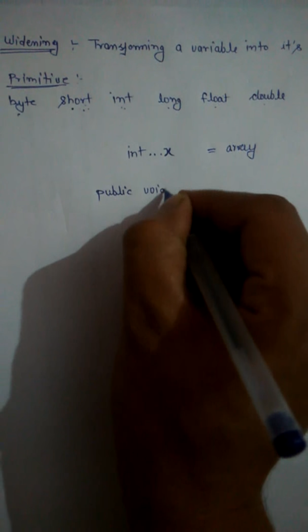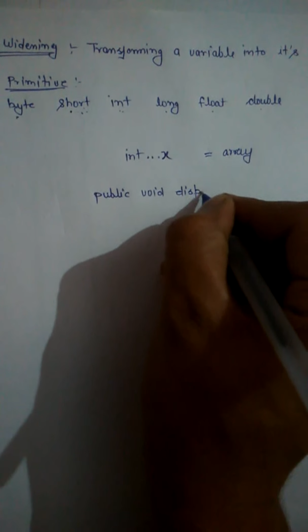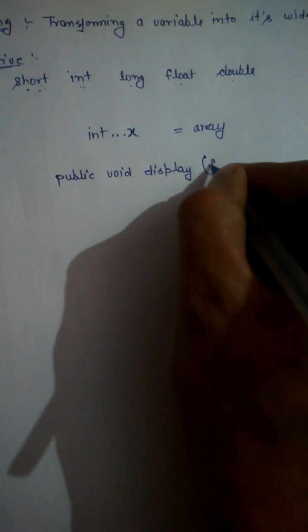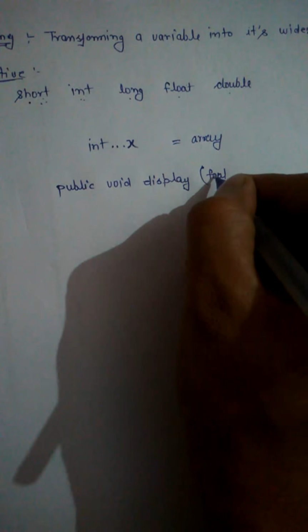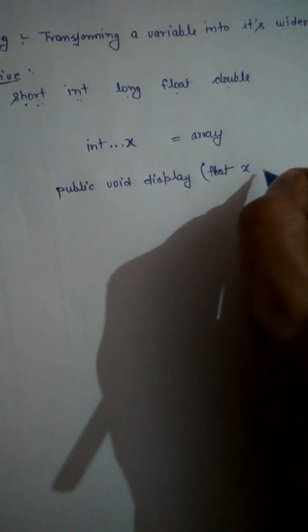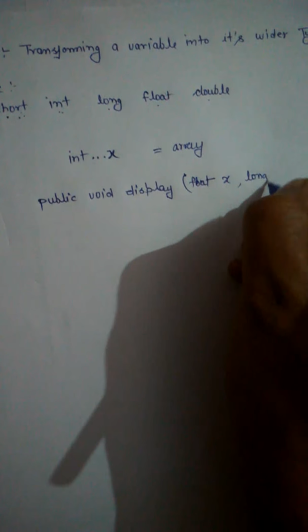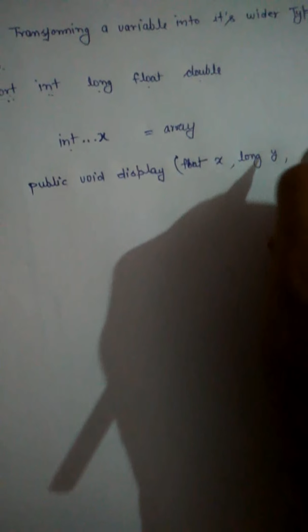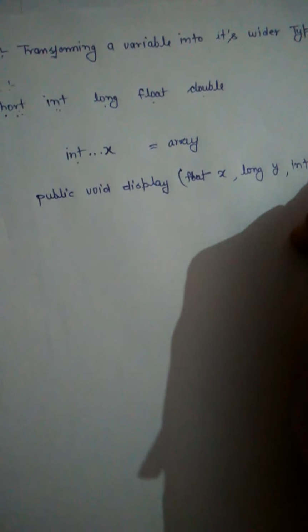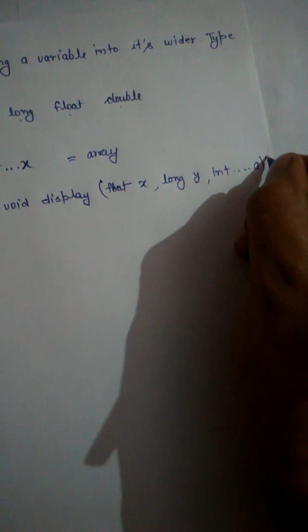Say I have a method display with a float type variable, a long type variable, and a variable argument of type A. Then the rule is that I pass this variable argument as the last parameter of the method.